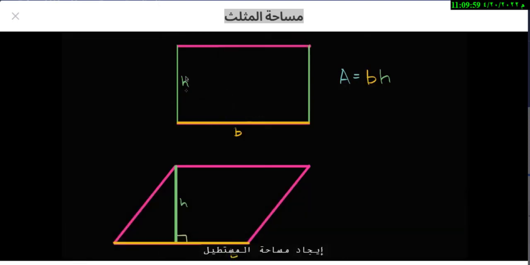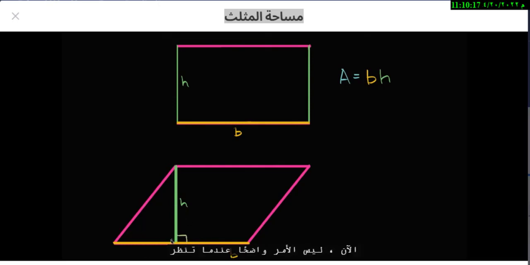We know that we can find the area of a rectangle by multiplying the base times the height. The area of a rectangle is equal to base times height. In another video, we saw that if we're looking at the area of a parallelogram, and we also know the length of the base and its height, the area is still going to be base times height.